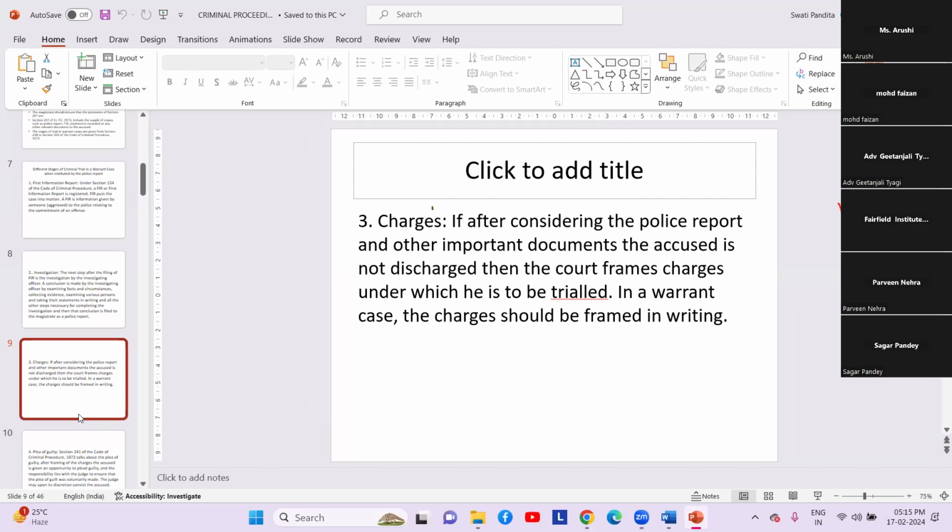Now, moving forward to the different stages of criminal trial in a warrant case.